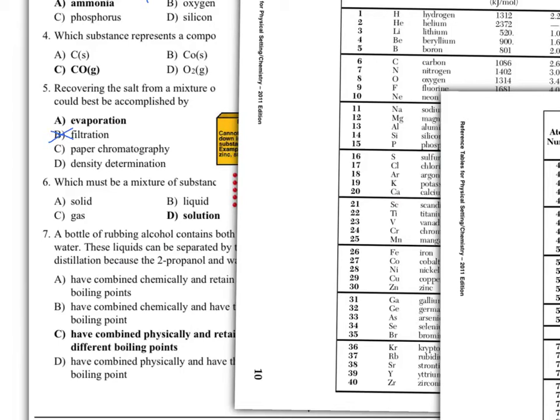Question number 6, we're looking for a mixture of substances. So we briefly just talked about the phases of matter of solid, liquid, and gas, but the phases of matter just refer to the arrangement of particles. The word solution actually refers to a homogeneous mixture. So solution here, just based on simple vocabulary, is the best choice.